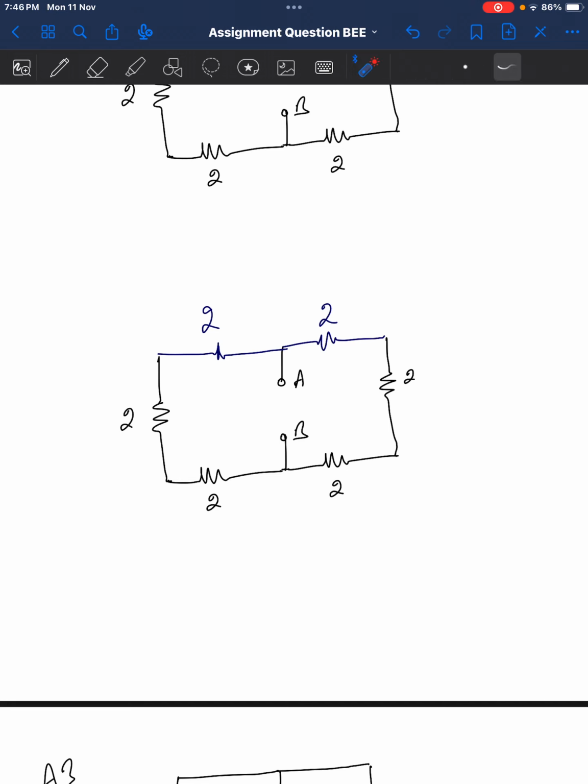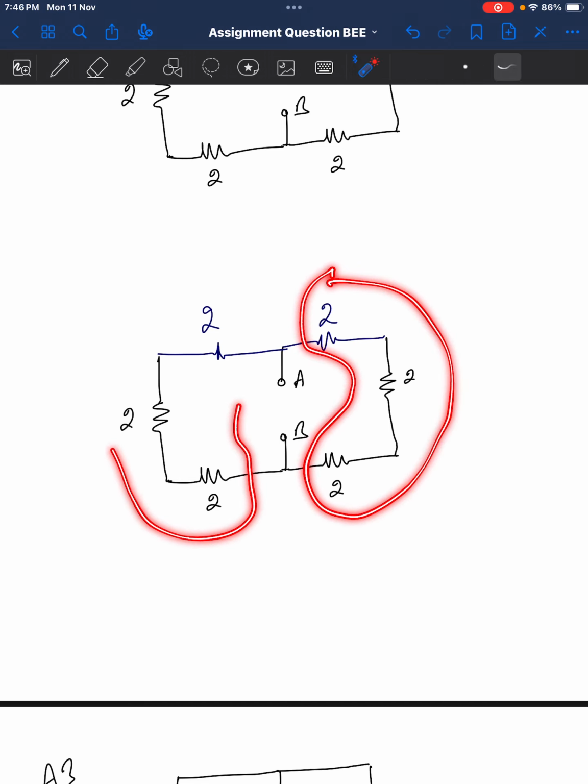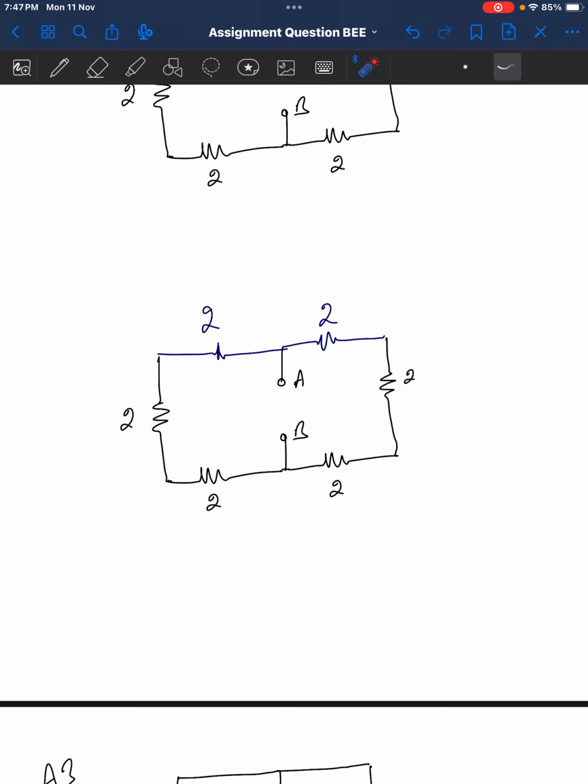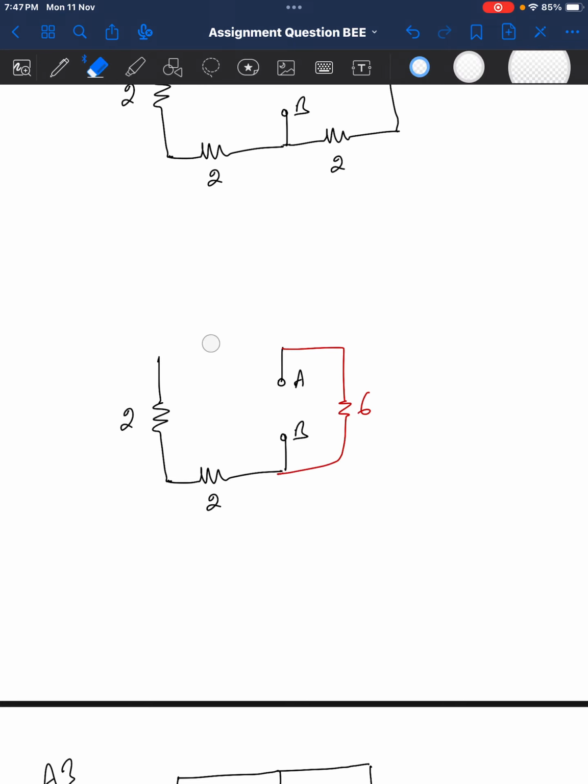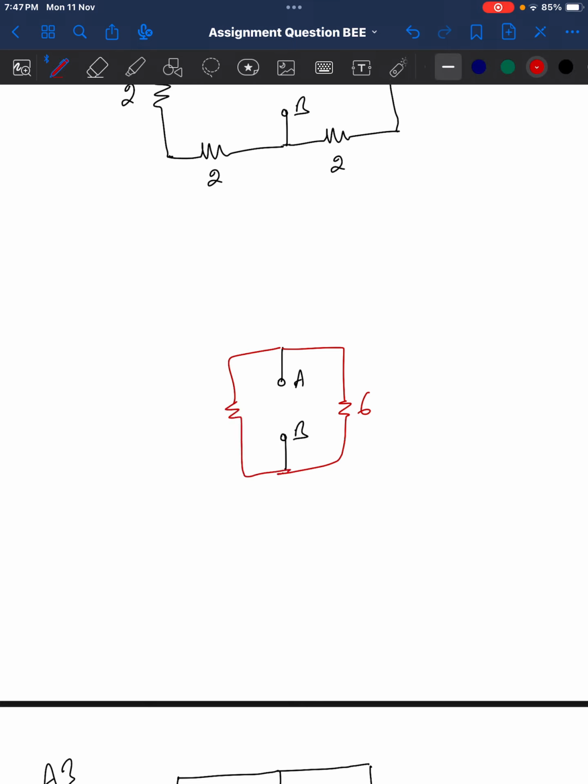Now you have got these three in series, and here also you have got these three in series. So just combine those three and you can write 2 plus 2 plus 2, that is equal to 6. Similarly this side also 2 plus 2 plus 2 combines to give 6. Now these 6 and 6 are in parallel.